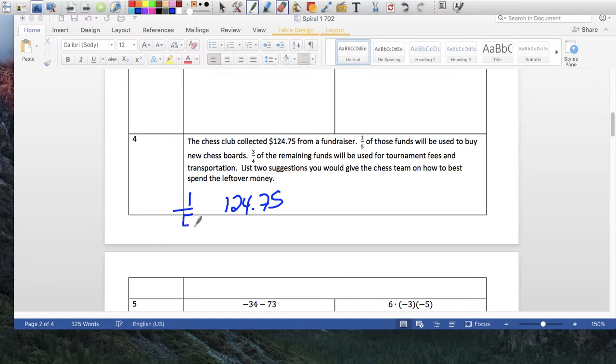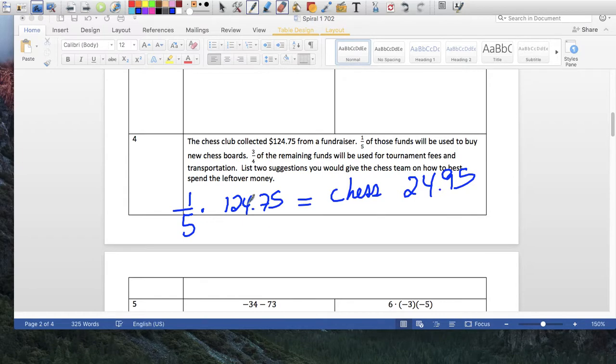So 1/5 of this went to the chessboards. So if I divide that by 5, right, because it's 1/5, I'm going to divide 124.75 by 5. I'm going to get 24.95. So 24.95 was spent on chessboards. Then 3/4 of the money, of the remaining money.